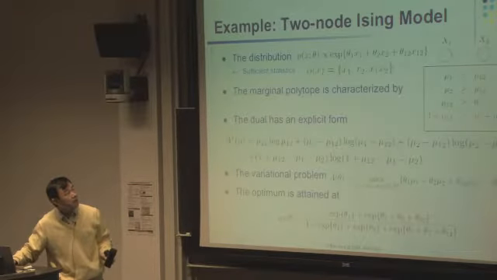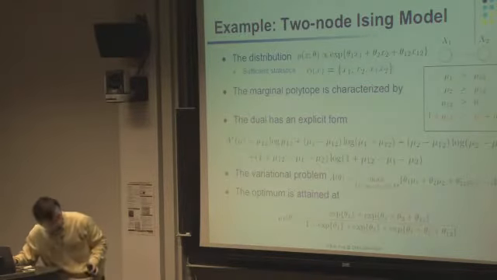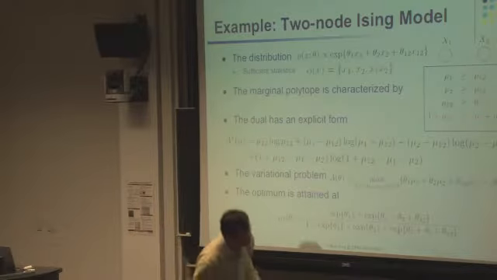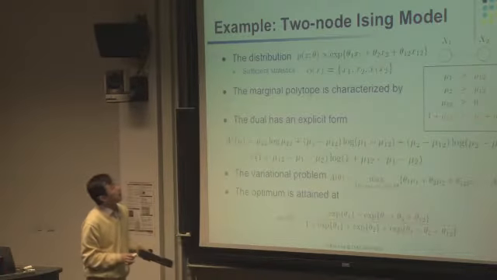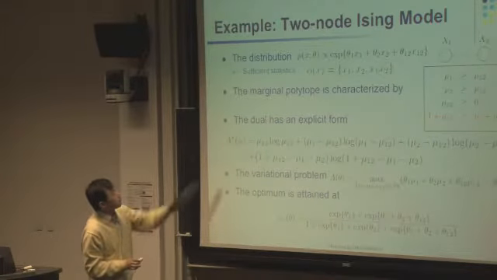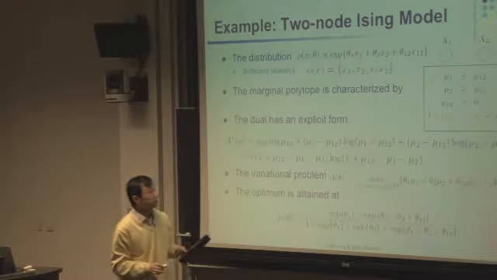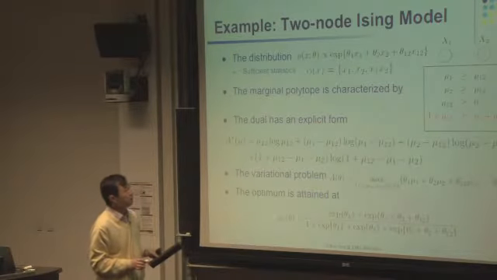Clear about that? I believe now we are ready to throw in some more examples. Which slide am I at? I'm at 23. All right. So this is a 2-node Ising model, and we already played that quite a bit.